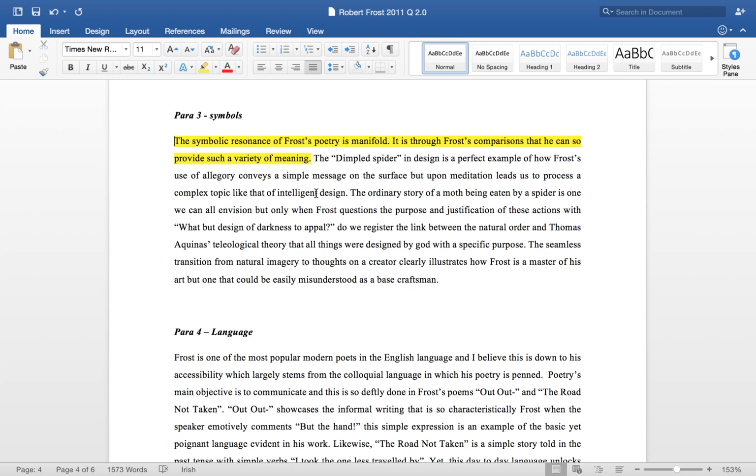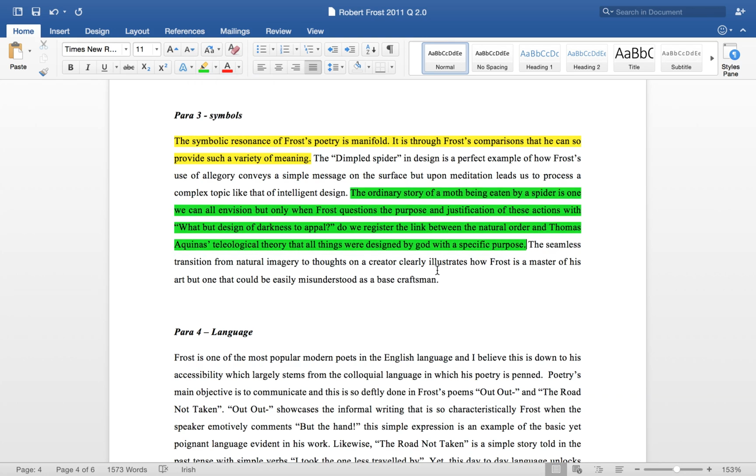Clear point. Next up, the ordinary story of a moth being eaten by a spider, one we can all envision, only when Frost questions the purpose and justification of these actions with "what but design of darkness to appall." So there's my quotation that is important to my point. Okay, I'll put that in green for now. And then we have my explanation. Seamless transition from natural imagery to thoughts on a creator clearly illustrates how Frost is a master of his art, but one that could be easily misunderstood as a base craftsman.